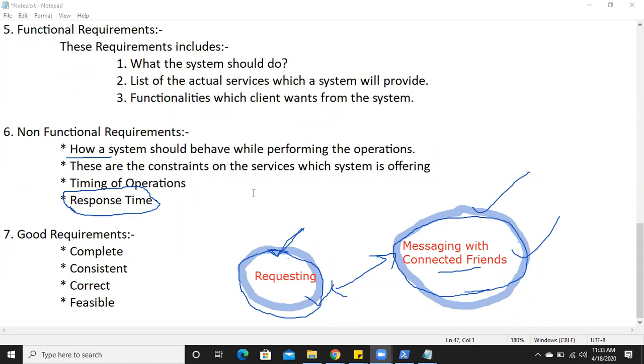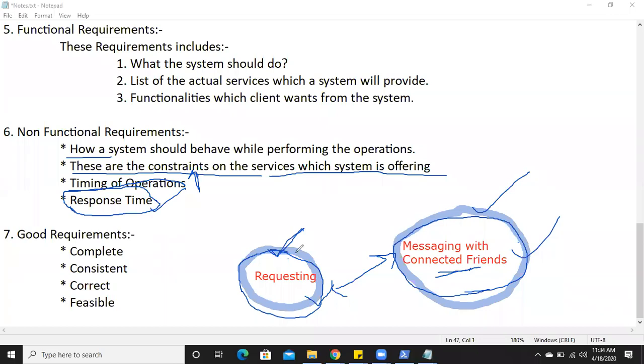your system must have these requirements, because if your system does not have the best messaging services, for example you sent a message to your friend last night and he receives it this morning, this is not to be done, right? Your response time must be very good. The timing of operations I have already discussed. These are the constraints on the services which the system is offering, the restrictions on what the response time and the processing time should be.